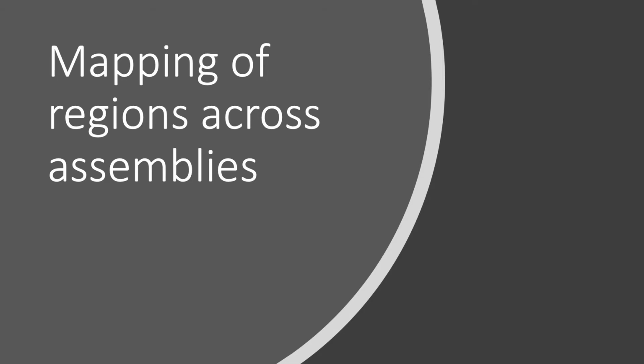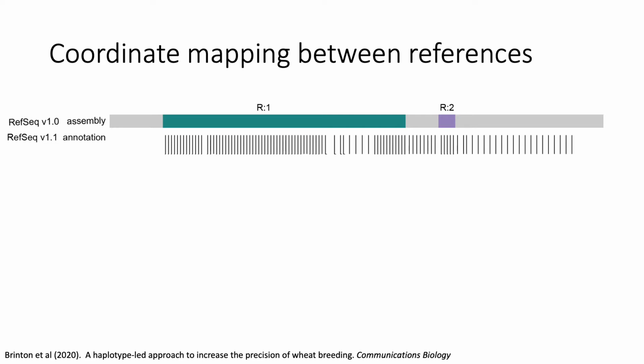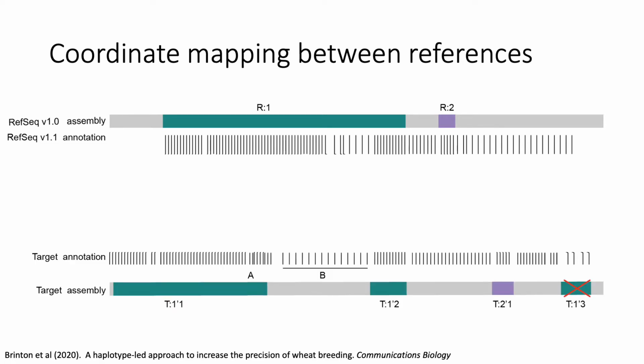As the assemblies have different qualities, we have to develop a method to be able to compare the coordinate systems between all of them. In this example, we want to convert the coordinates of regions R1 and R2 to a target assembly. We start with the original annotation, RefSeq 1.1. Then, we have the projected genes in the target T annotation. Since we know from which region each gene came, we can label the regions. However, we can already see that the region T1'3 is broken by T2'1.